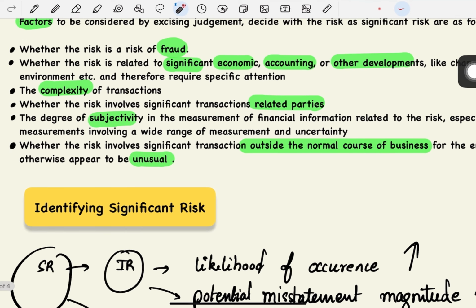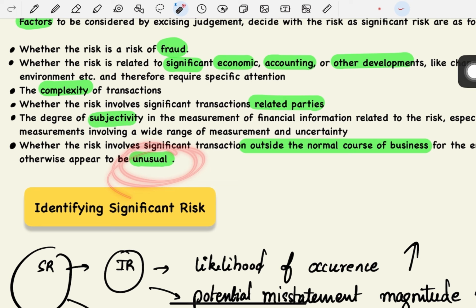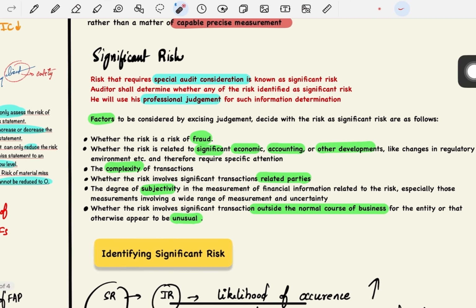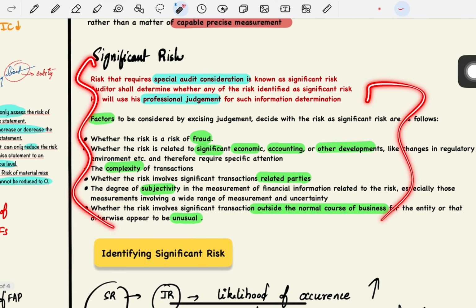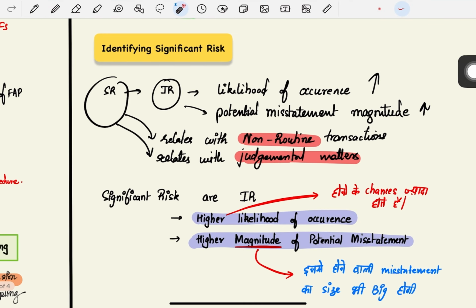And lastly, whether the risk involves a significant transaction outside the normal course of business. If the risk involves a significant transaction outside the normal course of business, and that transaction is unusual, then also it is a significant risk. So these are all significant risks which require special audit consideration. The auditor will use his professional judgment for determining this. Now, how to identify a significant risk?